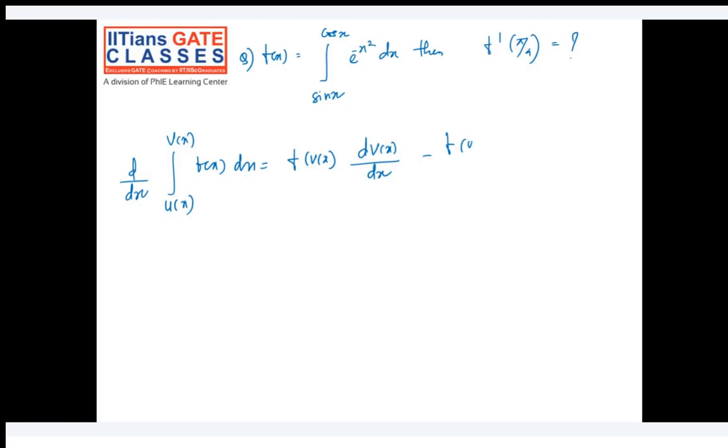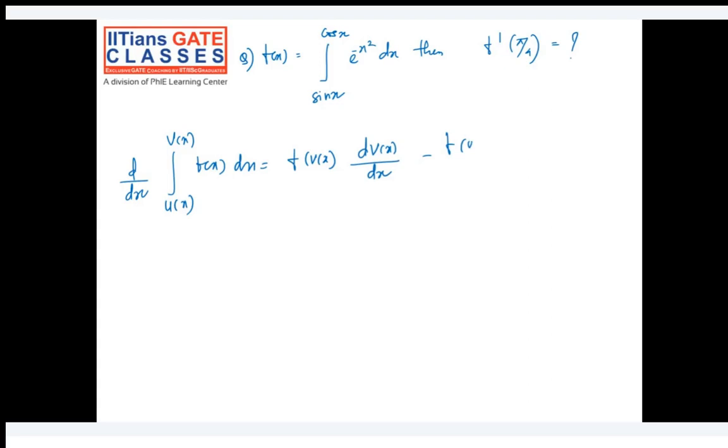Is it a Leibniz rule, sir? I don't know exactly, I need to check. But this formula you can use. I'll check and let you know.